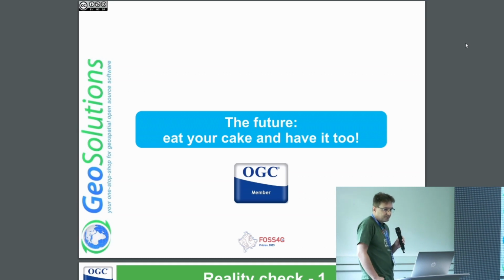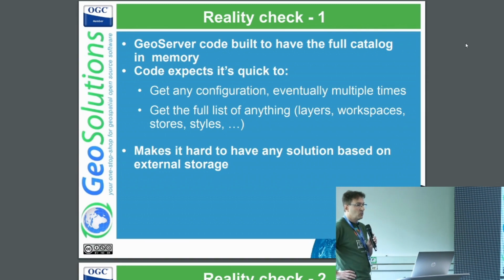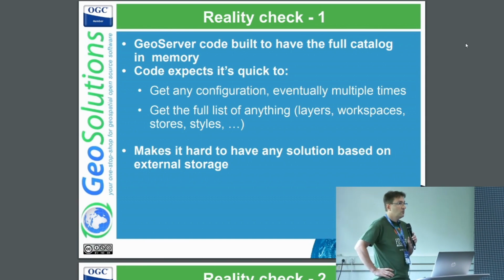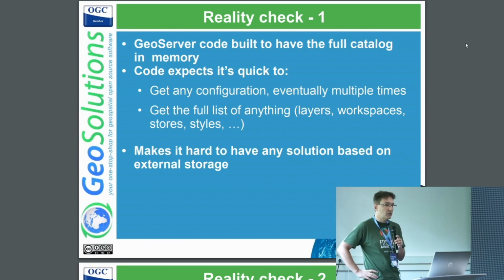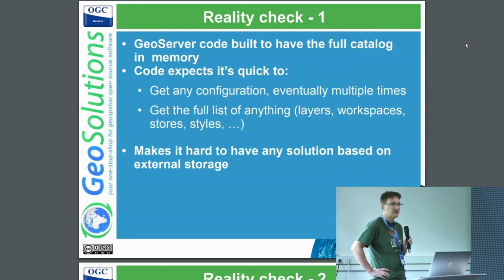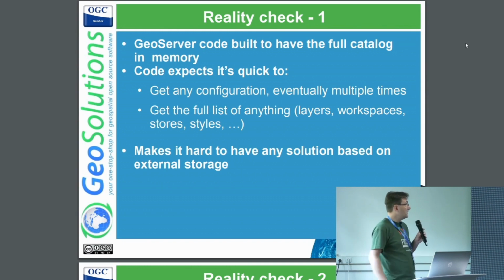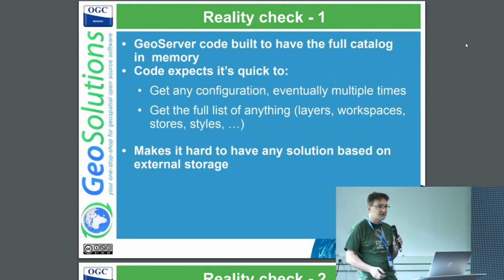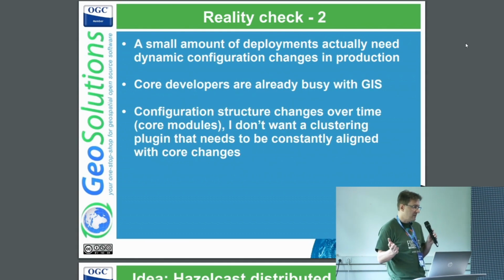Okay, the future. Eat your cake and have it too. So, we made a few considerations. A reality check first. GeoServer was built over 20 years with the assumption that the catalog is in memory. The code expects that it's really quick to get any configuration from any layer, eventually multiple times during the same request, because it's in memory, it's instant. And get the full list of anything, all the layers, all the workspaces, all the stores, all the styles. It's a fast operation, which is not the case when you are storing the configuration outside of it. So it makes it hard to have any solution based on external storage when you have many layers.